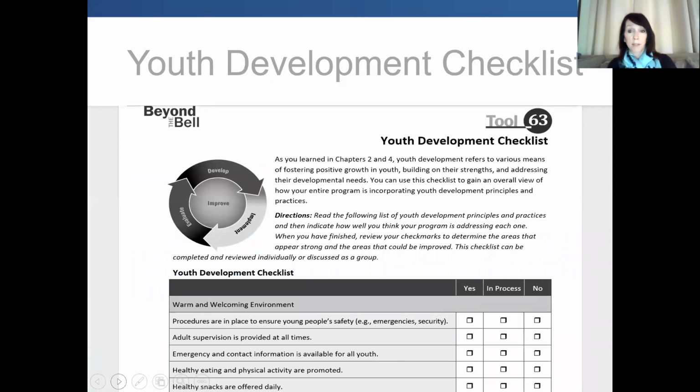So here's what the checklist looks like. And our first area is warm and welcoming environment. And below it are principles and practices that support a warm and welcoming environment. And then we have 3 columns, yes, in process, and no. And this is where if a staff member was doing a self-assessment, they would think about, am I implementing this principle or practice? Am I doing it with fidelity? Do I know how to do it?